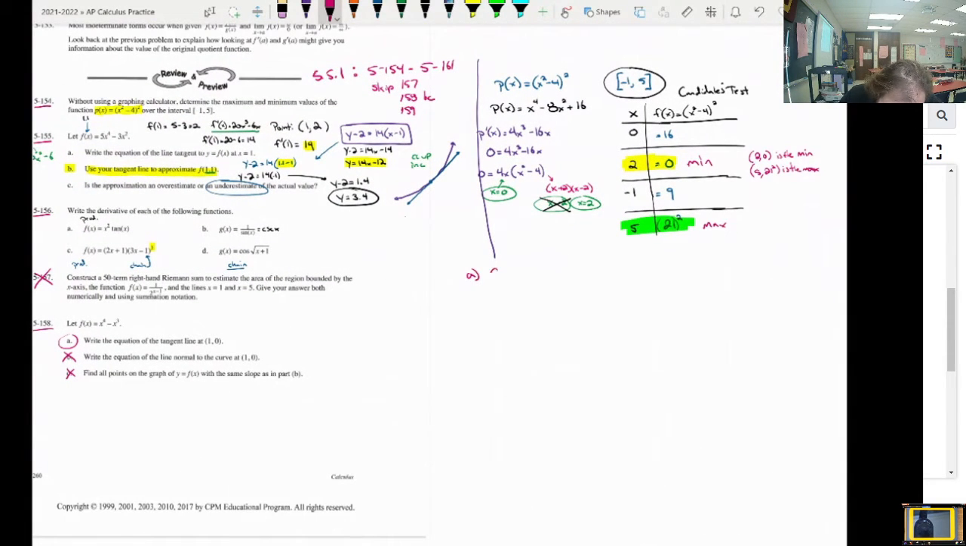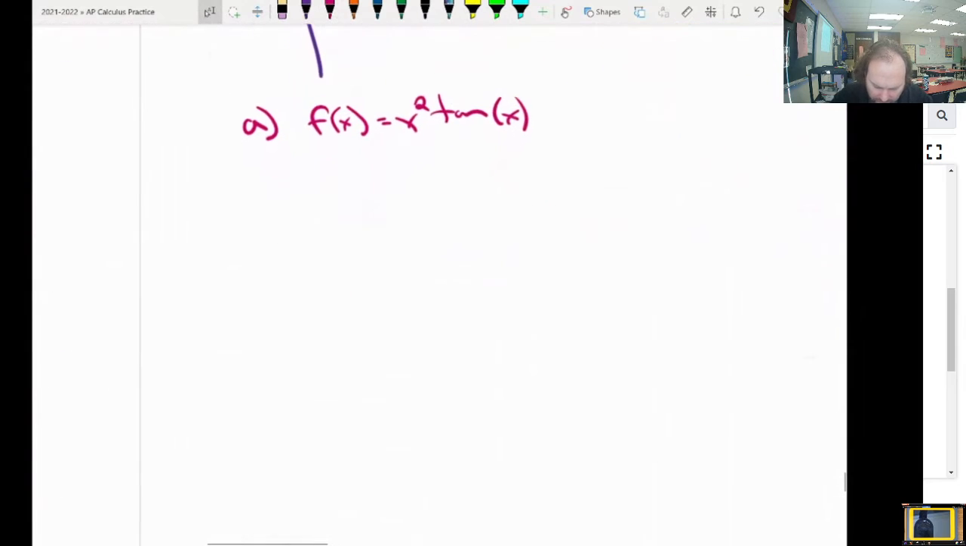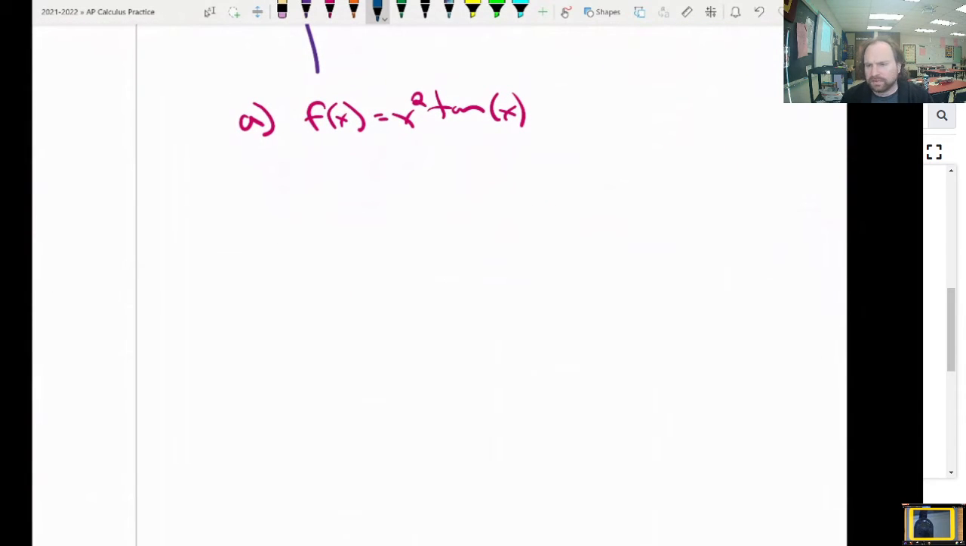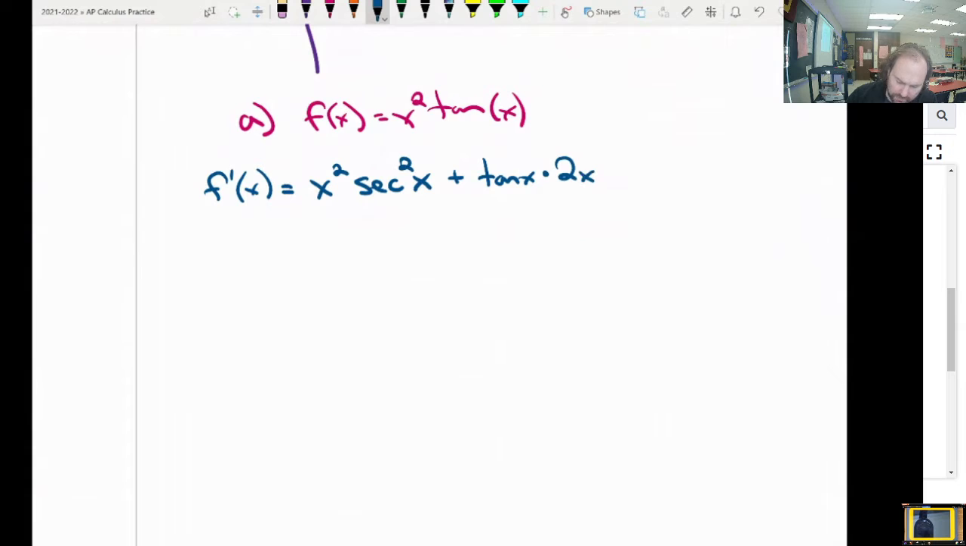For question A, we got f of x equals x squared tangent of x. So let's go ahead and practice the product rule really quick. We have a thing times a thing, x squared times tangent of x. So in order for us to take the derivative here, we're going to need to remember the product rule. The original first thing times the derivative of the second thing. And of course, the derivative of tangent is secant squared. Plus the original second thing, tangent of x, times the derivative of the first thing, 2x, like that.